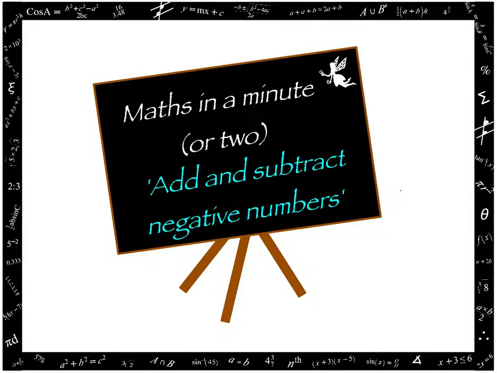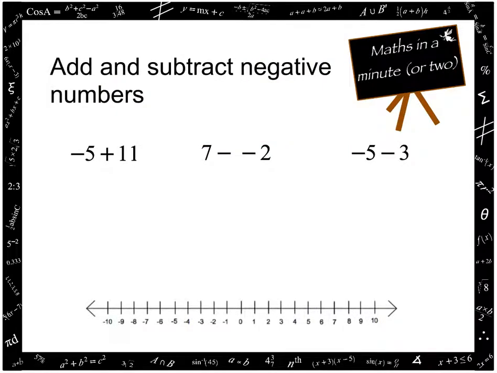This lesson is about adding and subtracting negative numbers. It's useful to have a number line ready. If you don't have one, you can always draw one, as that will help you. So we're going to do 3 examples.